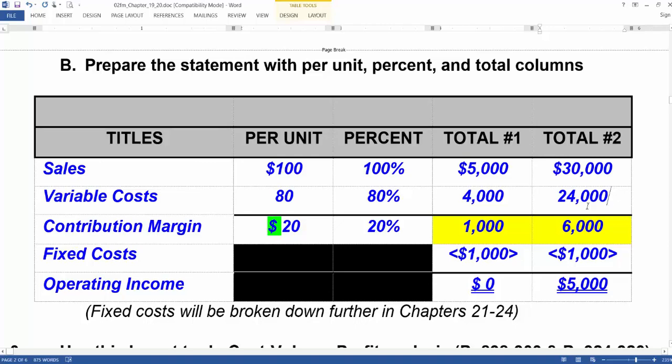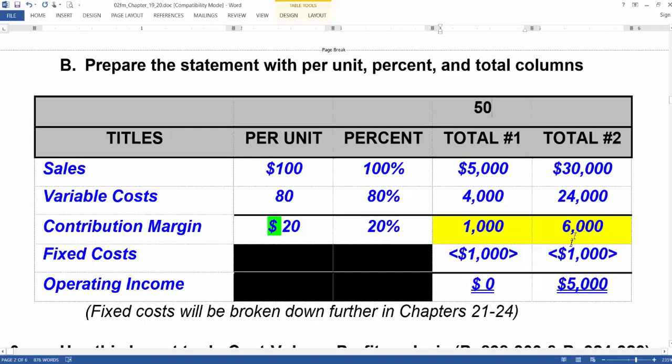Now there's two pieces of information missing, one for each item. For total number 1, there must be some certain number of items that I'm selling that's going to lead me to this, and there's an easy way to compute it. The contribution margin in dollars divided by the contribution margin per unit in dollars will tell me how many units we're talking about. So I can take $1,000 contribution margin and divide by $20 contribution margin per unit, and I'll get the number of units that I'm talking about, which in this case is 50 units.